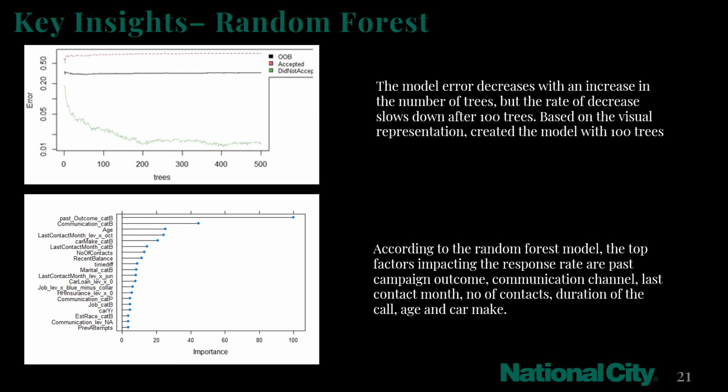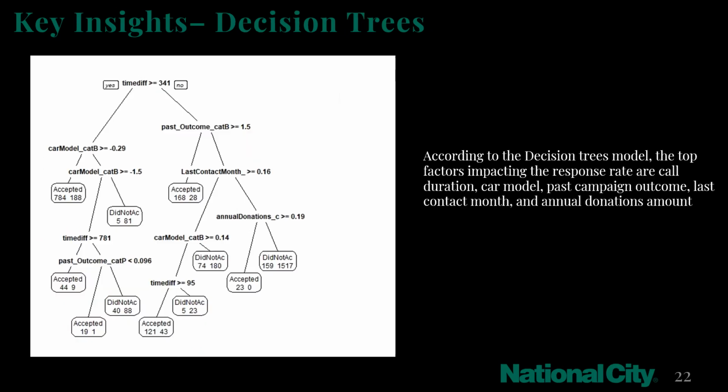And from the random forest model, again, the chart above shows that the model error decreases as the number of trees increases, and then the rate of decrease slows down after 100 trees. So based on the visual representation, I created a model with 100 trees. And then according to the model here, the top factors impacting the response rate are past campaign outcome, communication channel, last contact month, number of contacts, duration of the call, age, and car make.